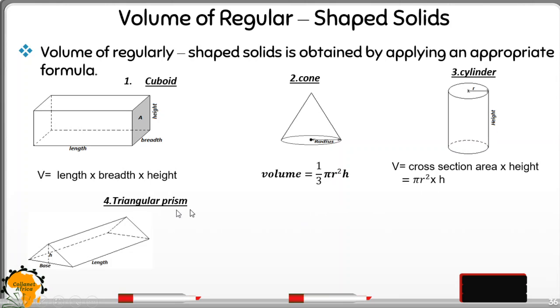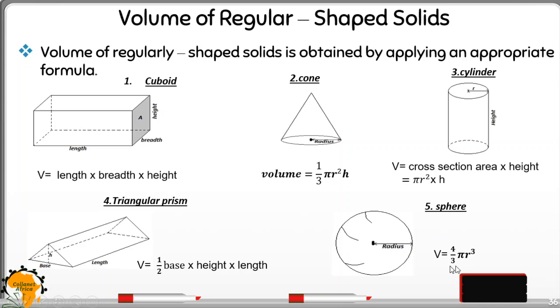We move to triangular prism. As you can see, the base will be this one. It is triangular prism, so it will be a half base times height. That will give us the area of the base, then times the length, because it will act as our height. Base area times height. Then finally we have the sphere. For the sphere, we use this formula. V is equal to 4/3 pi r cubed. Make sure that you are able to remember all these formulas so that you can apply them in our calculations.